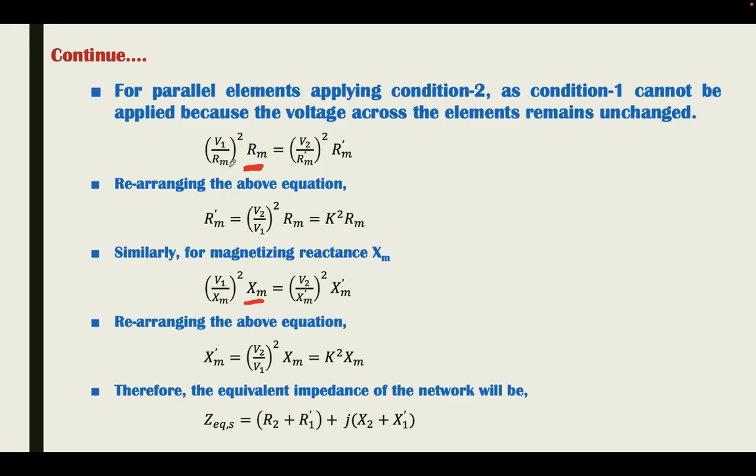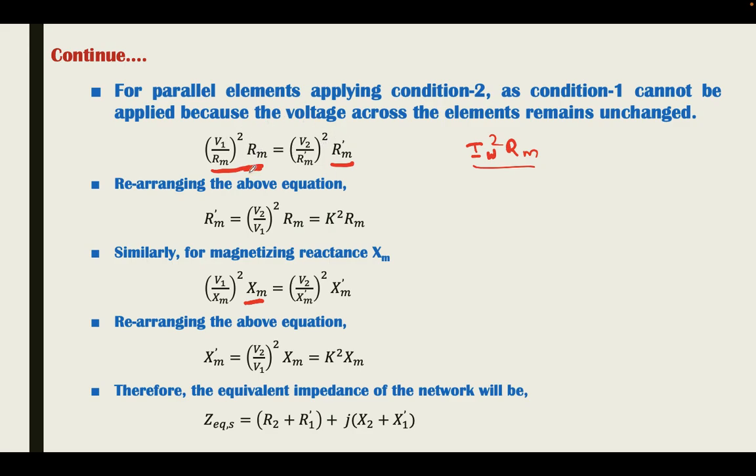Means the loss in the primary side, when this Rm is represented in primary side, the loss in Rm is I squared R. V1 upon Rm is nothing but Iw, so Iw square Rm. This loss must equal the equivalent value when it is represented in the secondary side. The secondary side representation is Rm dash, and hence the current in the secondary side will be V2 upon Rm dash. These two values must be equal, so that we can say the primary parameter is referred to the secondary side.